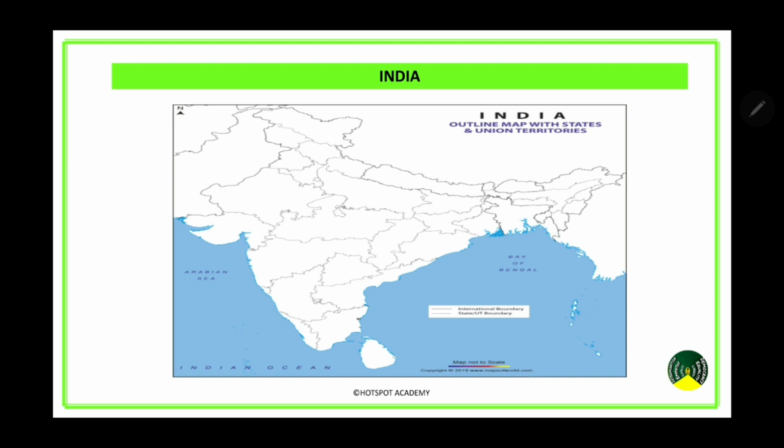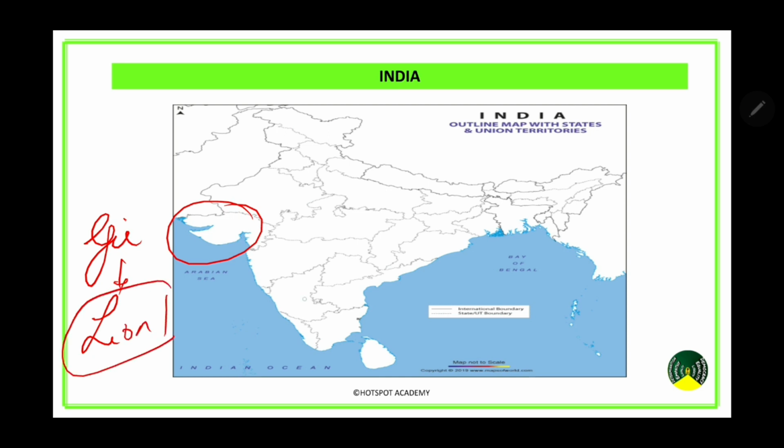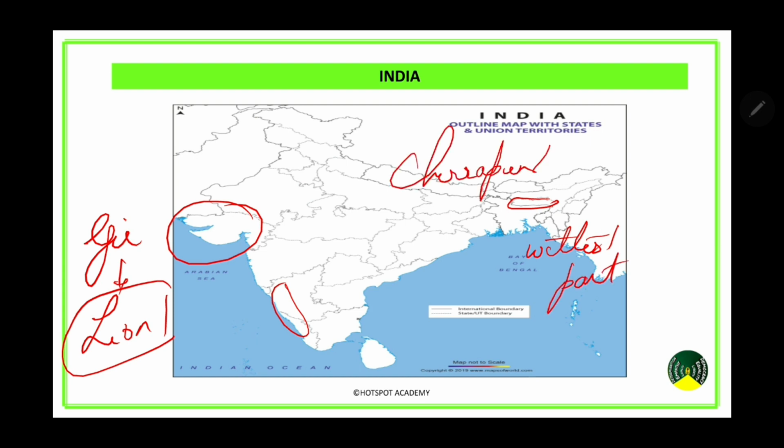Okay, now apart from this, what you have to remember: here in Gujarat you have the Gir range, the only place where Asiatic lions are found, right? Here in the Nilgiris, the Nilgiri Tahr is found. Apart from this, understand that in Meghalaya we have 2 important places, called the wettest part of the world. That's Cherrapunji and Mawsynram.